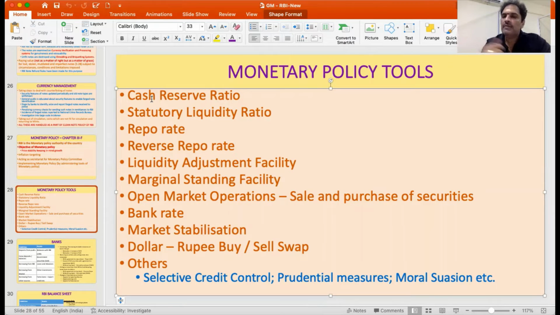Then another important mechanism that has been adopted by RBI is the dollar-rupee buy or sell swap. Here, where a huge amount of foreign exchange is coming in, RBI will take this and convert it into rupees. Similarly, when the need comes, the transaction is reversed. This is an easier mechanism to operate when compared to the market stabilization scheme. RBI introduced this tool about 1 or 2 years ago.